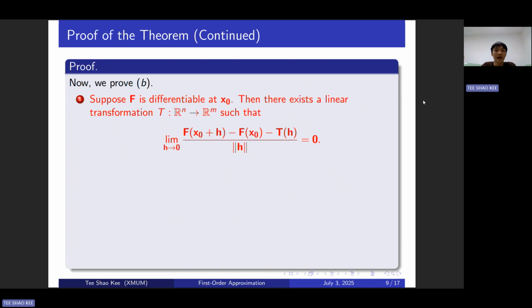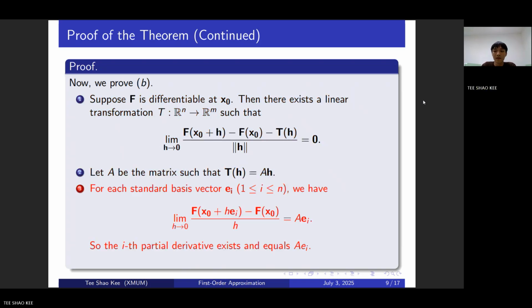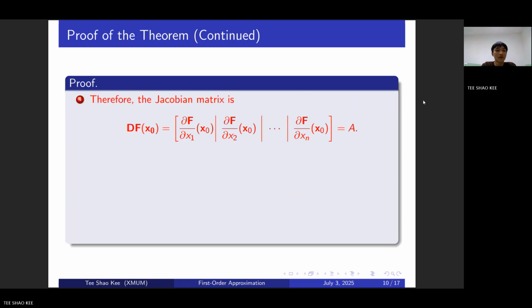Now we prove B. If f is differentiable, then such a polynomial approximation g exists. From the definition of differentiability, the linear part T(h) must exist such that the error term vanishes. This T(h) can be written as matrix A times h. Then we find that each partial derivative is a column of the matrix A. So A equals Df(x0), which is the Jacobian matrix.